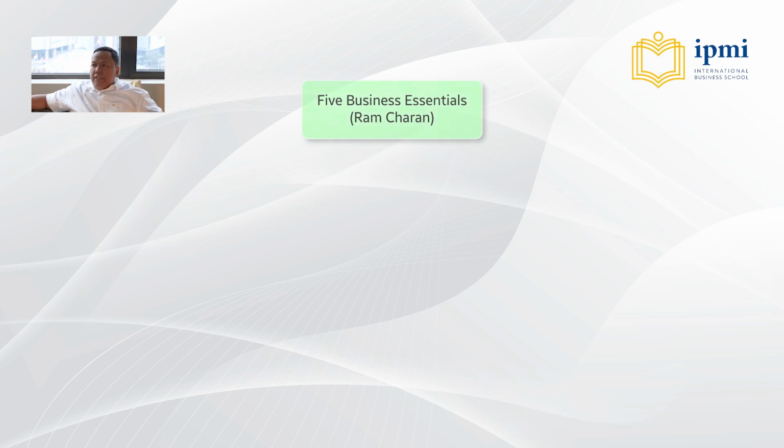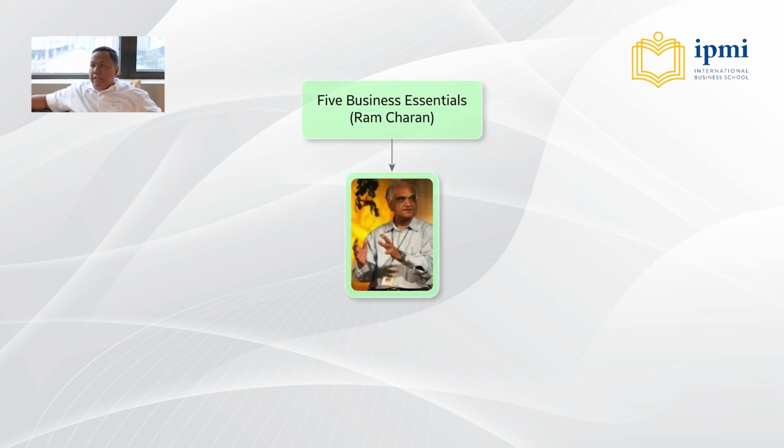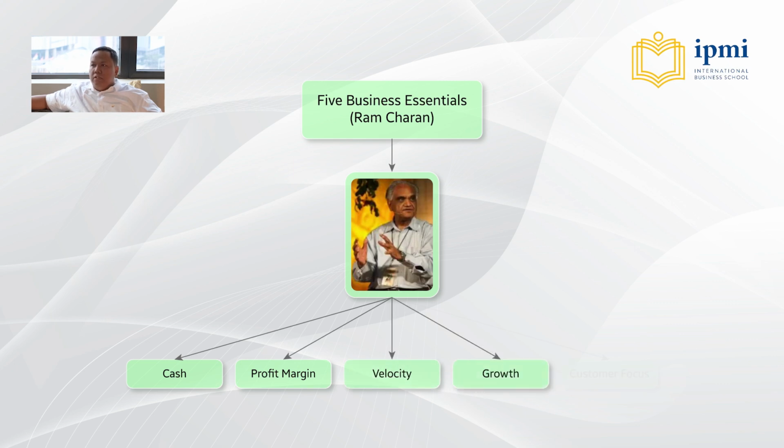Then the 5 business essentials by Indian American consultant Ramadhan are also mentioned. The first is cash, the second is profit margin, the third is velocity, the fourth is growth, and the last one is customer focus.